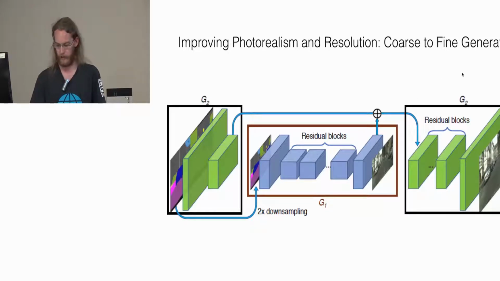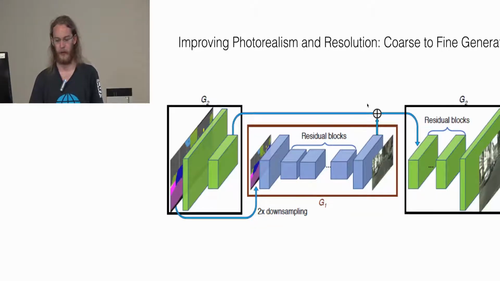So G2 has actually two parts, this part and this part, and they're put together like this. And the input to G2 is the highest resolution, right? Yeah, the input to G2 is the 2048 by 1024 semantic label map that's of the desired size.